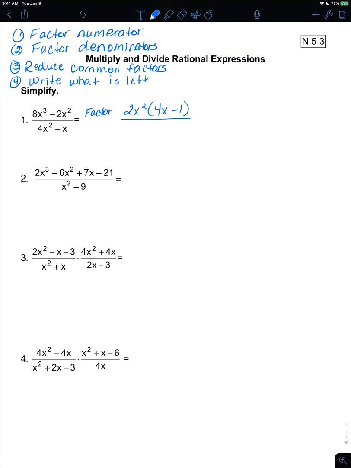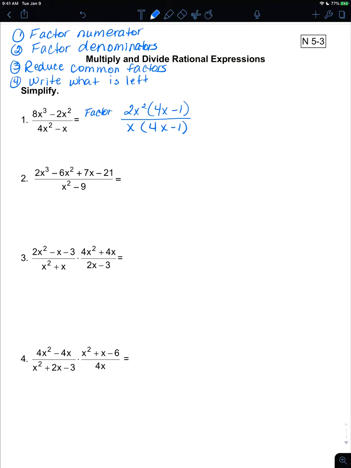Okay, so all we did was rewrite 8x cubed minus 2x squared as a factor, which is 2x squared times 4x minus 1. Now we're going to do the same thing on the denominator. We're going to factor out an x. It's got a GCF of an x, so that would leave us with 4x minus 1. All right, so now everything is factored.